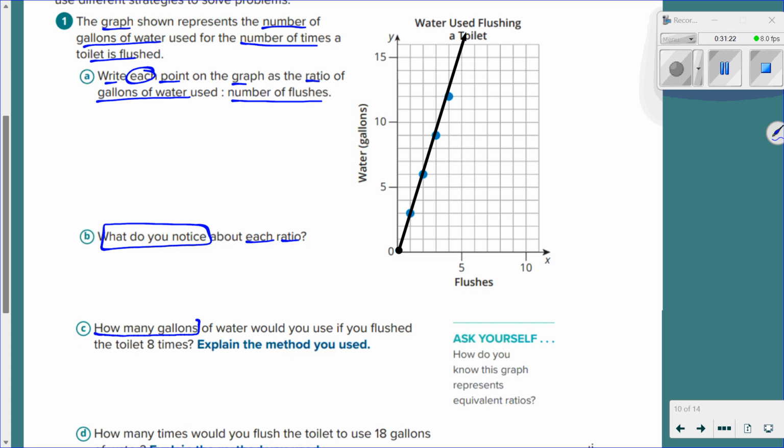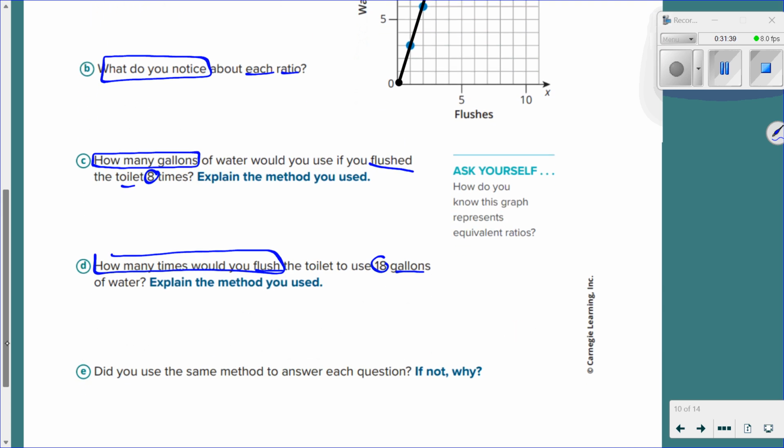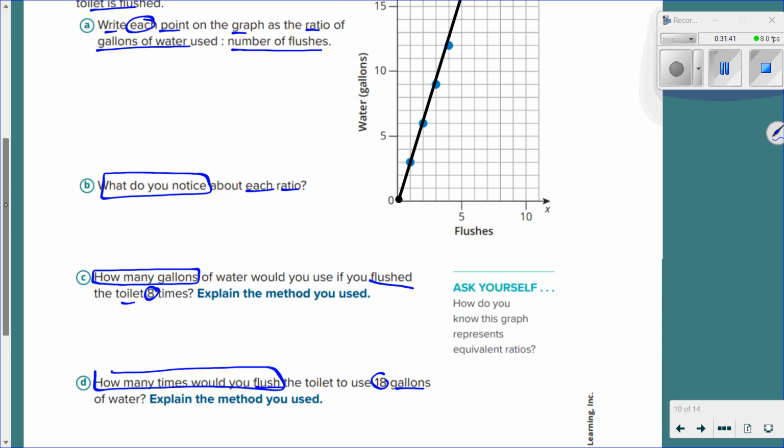How many gallons of water would you use if you flushed the toilet 8 times? And then how many times would you flush the toilet if you use 18 gallons? Okay? So you're going to answer those questions. And then E, did you do the same thing? We'll give you guys about 7 minutes to finish up all this page. We'll let you work together, but make sure you're focused on working, guys.